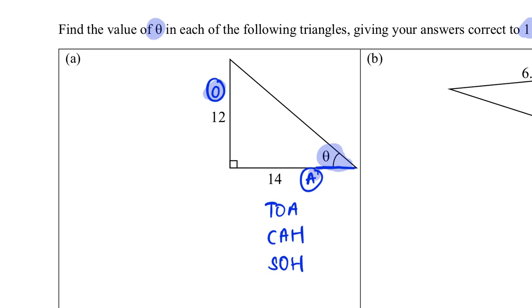And since I have O and A, which trigonometric ratio do you think I should use? Yes, good job everyone. So I'm going to use the tangent ratio. Tangent of angle theta is equal to opposite, O is 12, over my adjacent side, in this case 14. And therefore, to find this angle theta, all we have to do is make use of our tangent inverse.